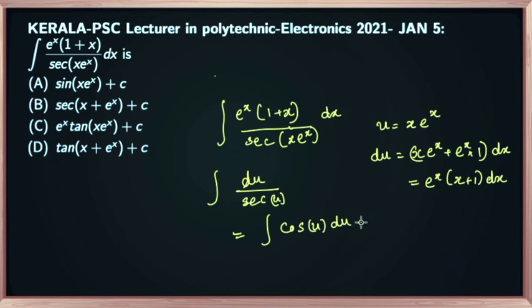And the integral of cos u du is plus sine u plus c. Now you can replace u by the function x e raised to x, which means that is sine of x e raised to x plus c. So the answer to this question is option A.